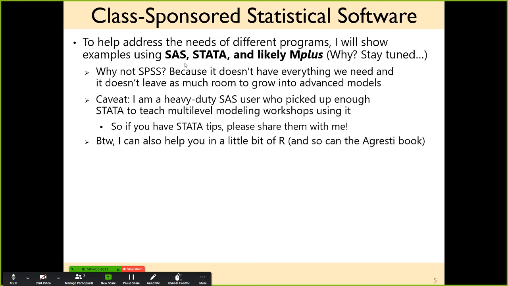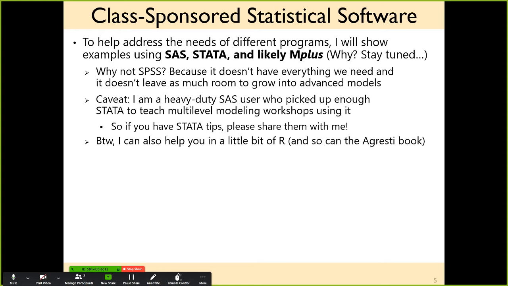In terms of software, I'm trying to make everybody happy, which is pretty much impossible, but this is what I've landed on. We're doing SAS, we're doing Stata. Mplus is likely to creep in towards the end of the semester for reasons I will explain later, but it's not planned to start right now. One of the questions I've gotten from feedback before, why not SPSS?